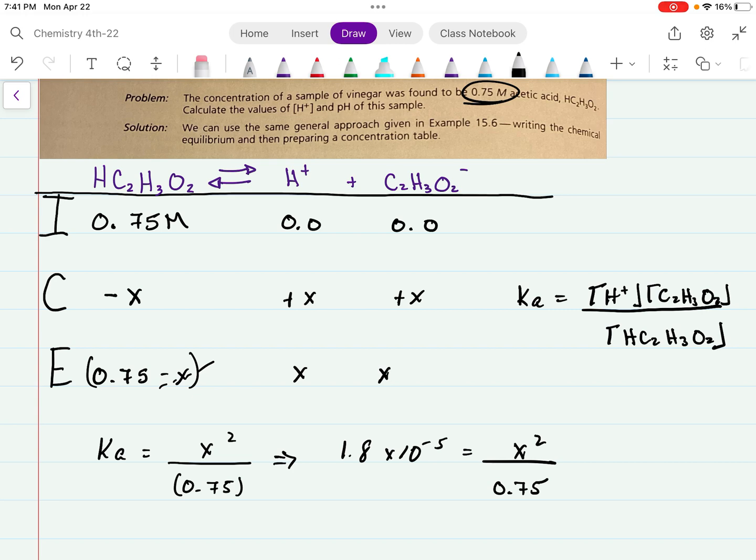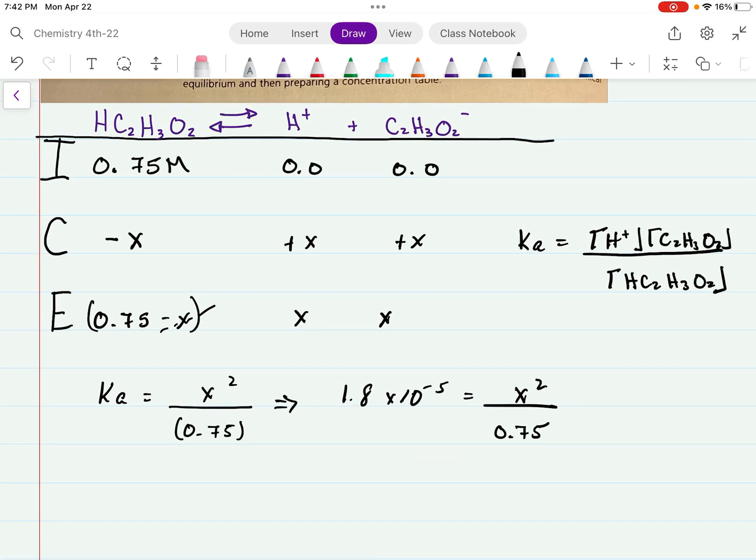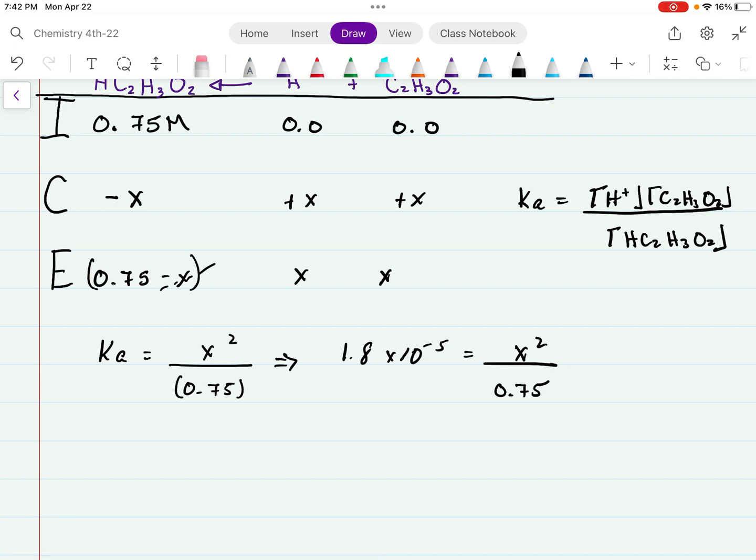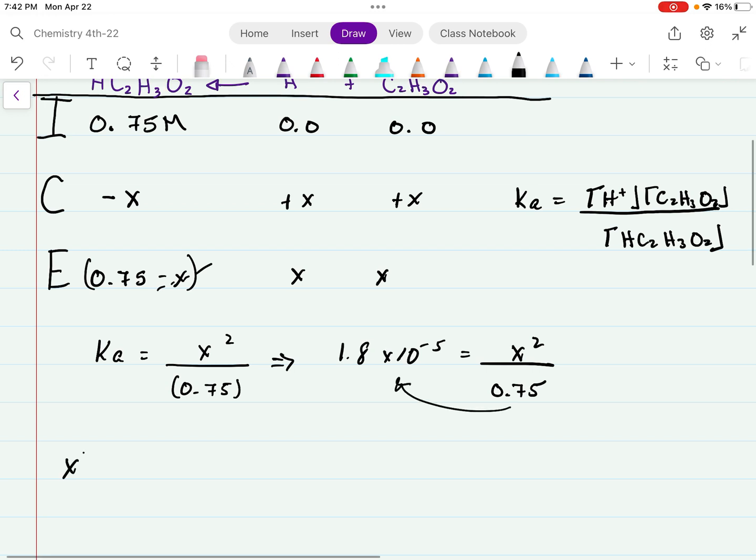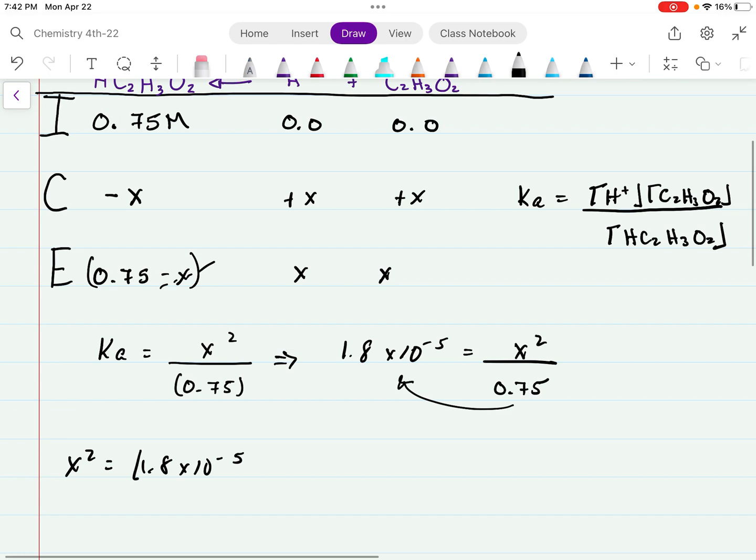Okay, so what we're going to do now is we're going to go ahead and solve for x. Let's go ahead and get this set up. So right now, here's what we have. All right, I'm going to bring this over here, and I'm going to be left with x squared is equal to 1.8 times 10 to the negative 5. Okay, I'm going to multiply that by 0.75.